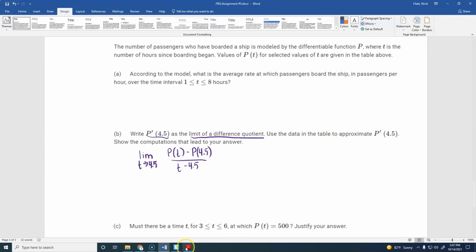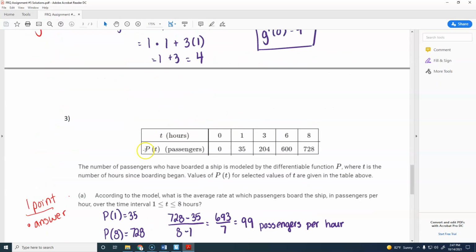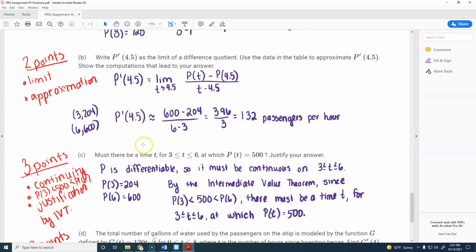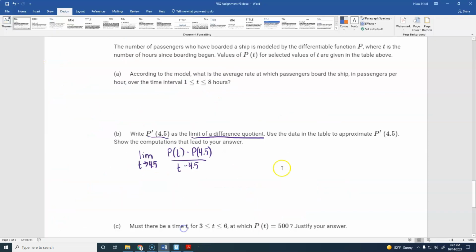Okay, let me make sure. Here, this is your difference quotient. So you're done with that part. You've shown your difference quotient. I wrote on the key, P prime of 4.5 equals, but I think you would be okay without even writing that. This would give you the exact value if you found it. They ask you, though, to estimate.